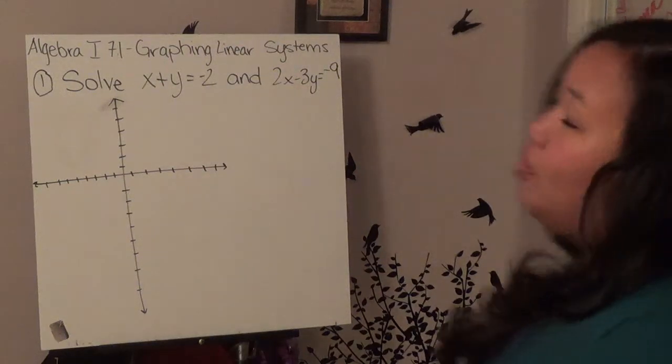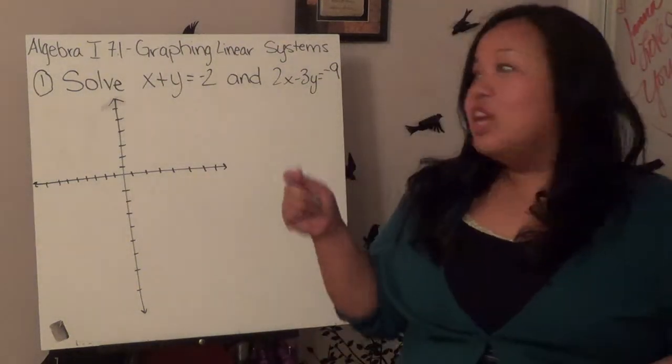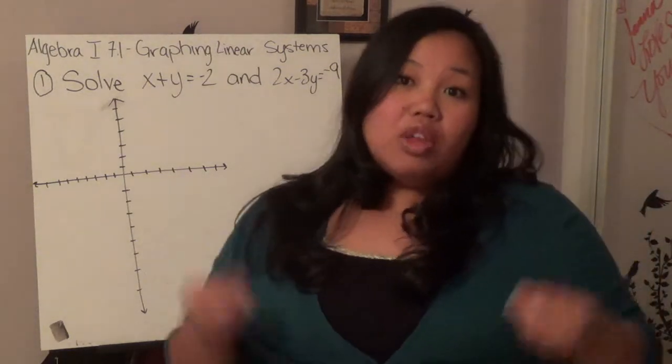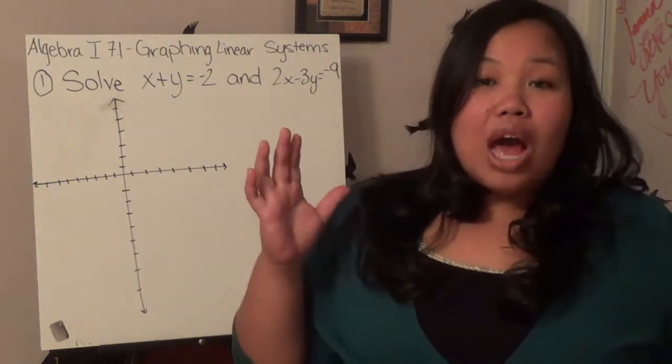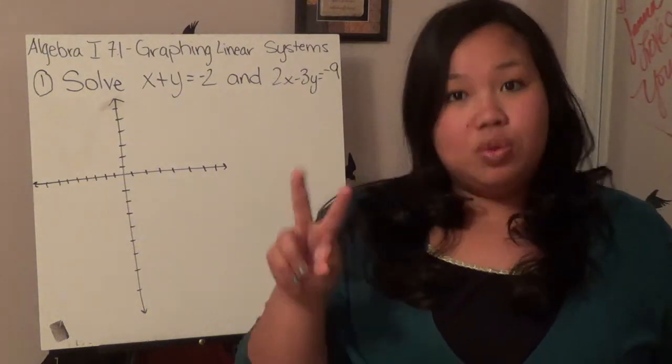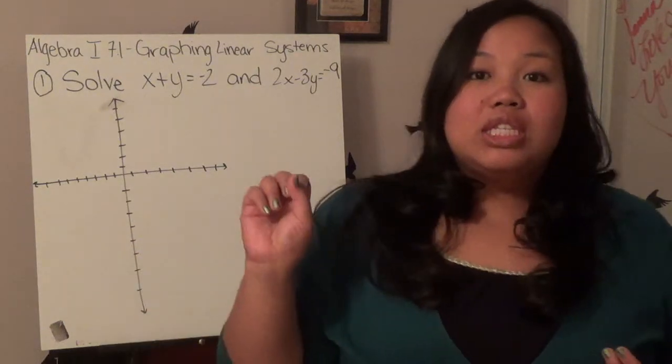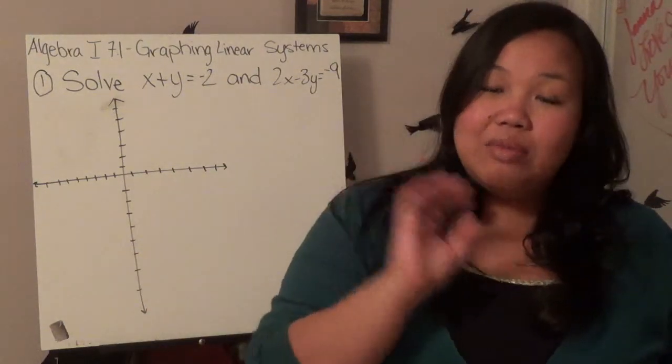Algebra 1, Section 7.1, we're dealing with graphing linear systems. So basically, what you're going to be dealing with all of Chapter 7 is not how to solve one equation, but how to solve two equations. Now, it's not solving two separate equations, but solving an equation that has the same answers.